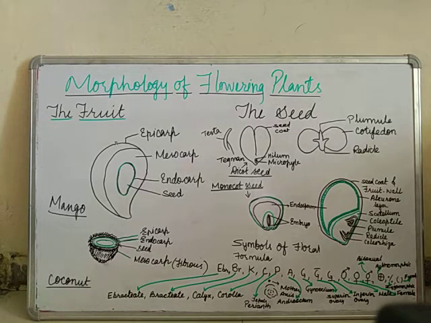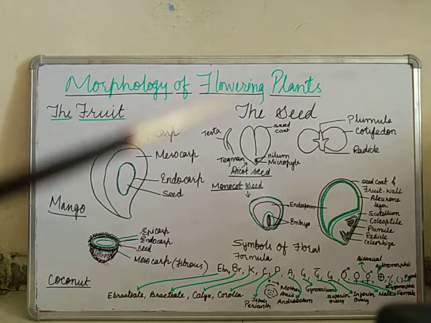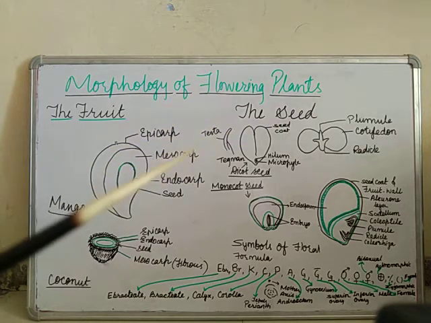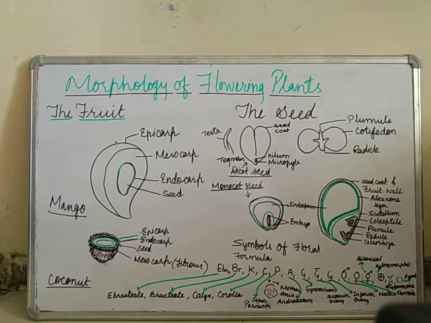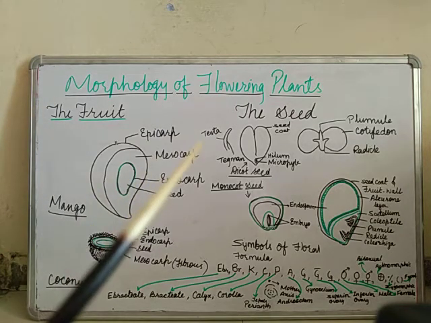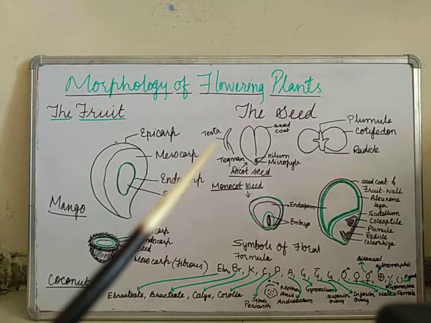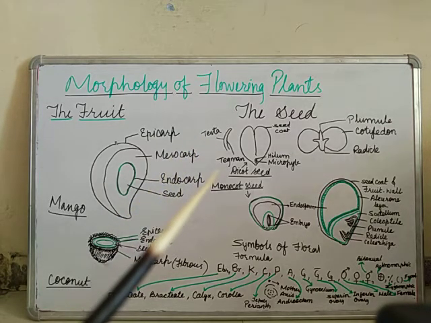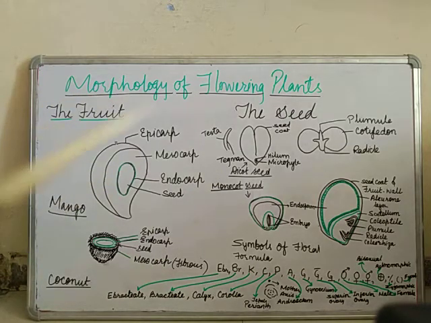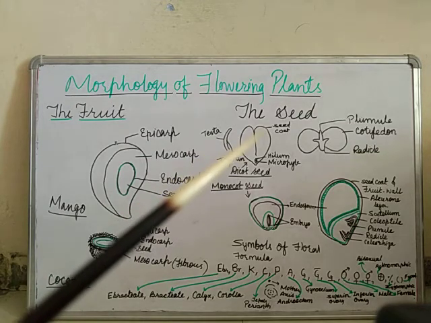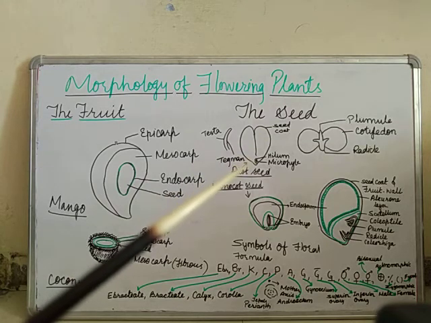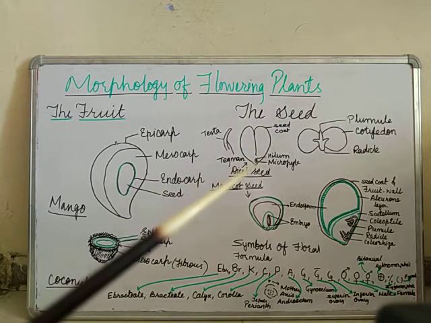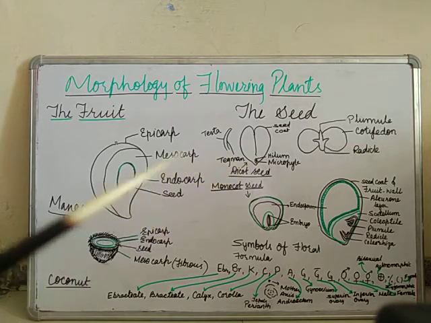Now if you move to the seed, we have two types of seeds, the dicot seed and the monocot seed. In the case of the dicot seed, the outer part of the seed coat is called the testa, and the inner part is called the tegmen. Testa and tegmen. Now if you see the entire seed, the outer part is the seed coat, and there is a part called the hilum, and another pore-like structure called the micropyle.